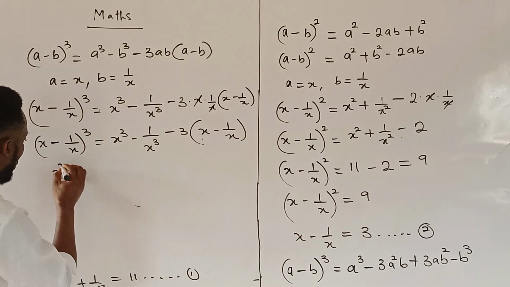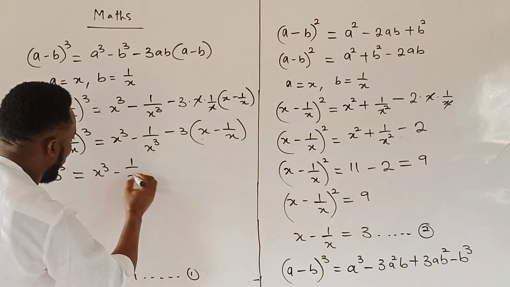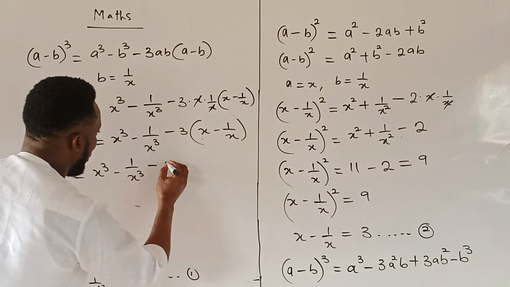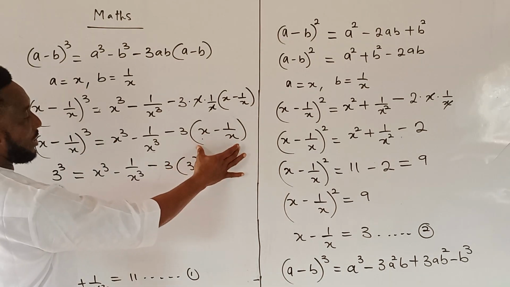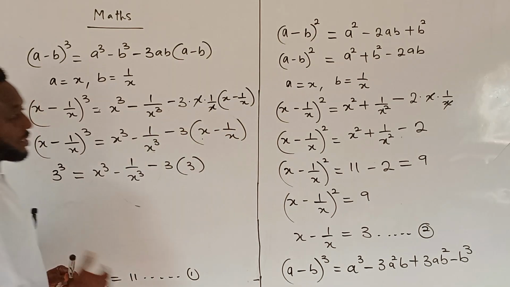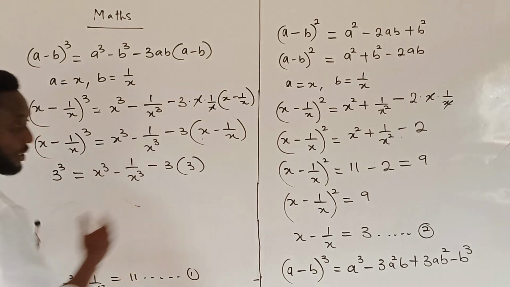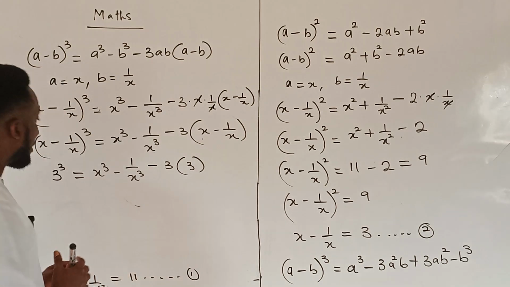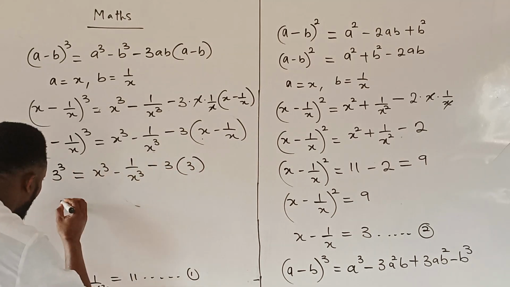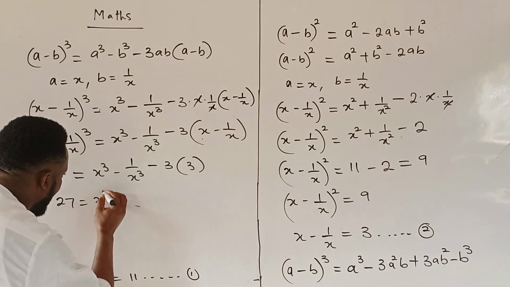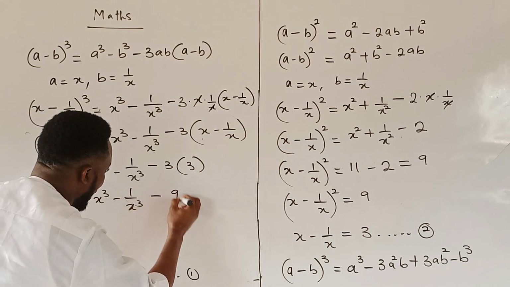We are going to be having 3 cubed equal to x cubed minus 1 upon x cubed minus 3 into 3. So you can see here in this parenthesis as well, we have x minus 1 upon x, which is equal to 3. So as you can see, our homecoming is guaranteed. So this is 27, this is 9. So 27 equal to x cubed minus 1 upon x cubed, that will be minus 9.